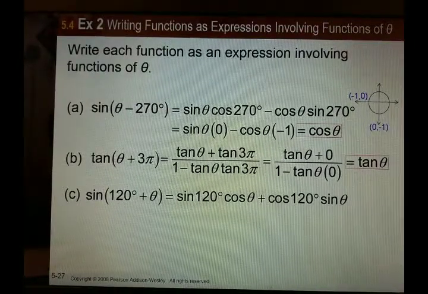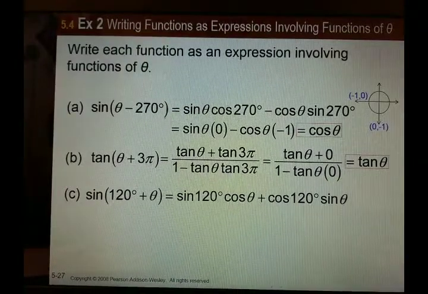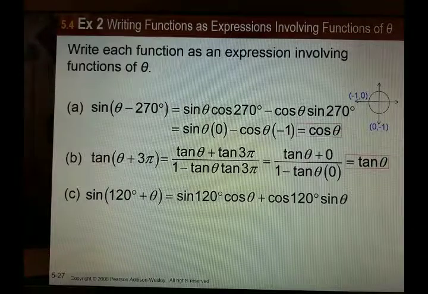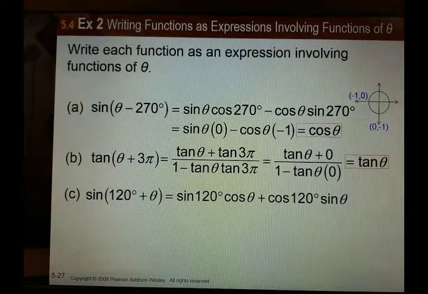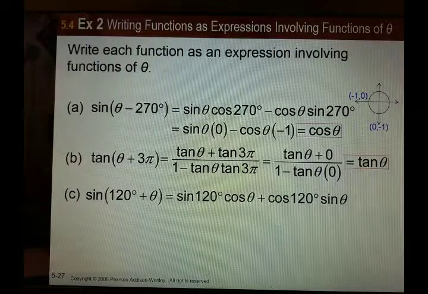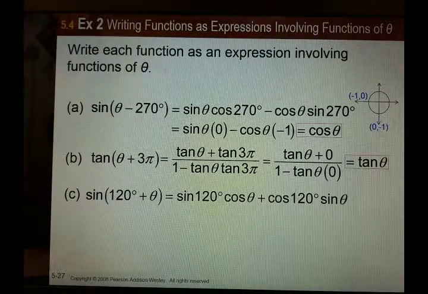Now this time this is a little bit trickier. See, 120 degrees is going to fall in quadrant... Hopefully most of you are thinking quadrant 2 with a reference of 60 degrees. So I'm going to show you the sine of 120 again.